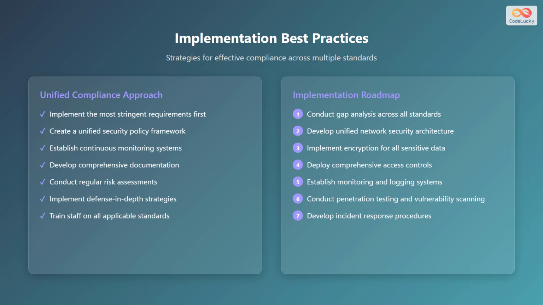On the right, we will discuss an implementation roadmap that includes conducting gap analysis across all standards, developing unified network security architecture, implementing encryption for all sensitive data, deploying comprehensive access controls, establishing monitoring and logging systems, conducting penetration testing and vulnerability scanning, and developing incident response procedures.